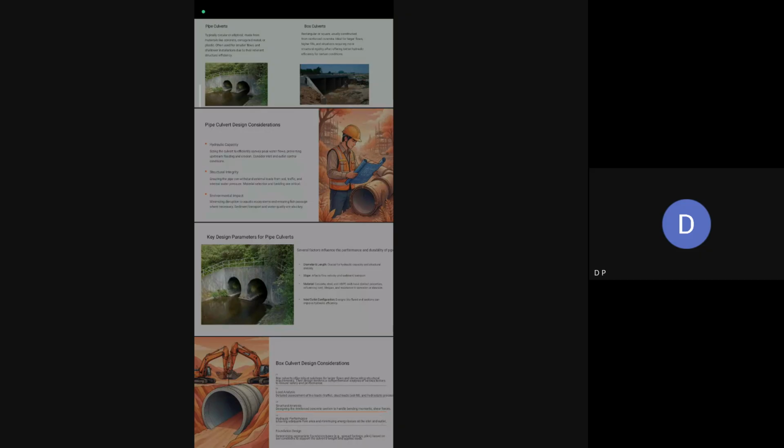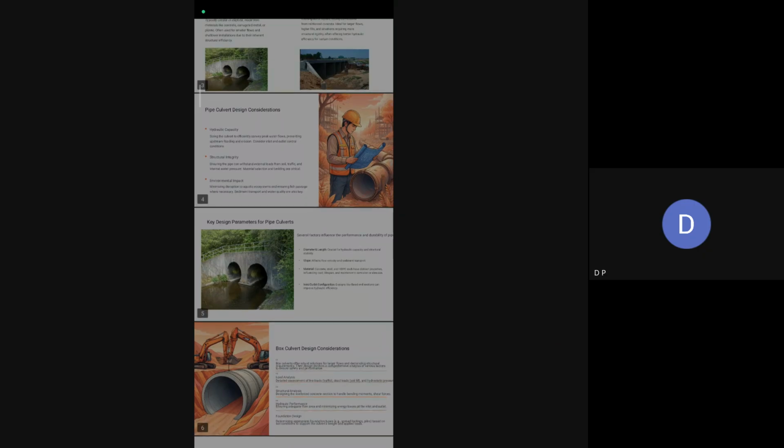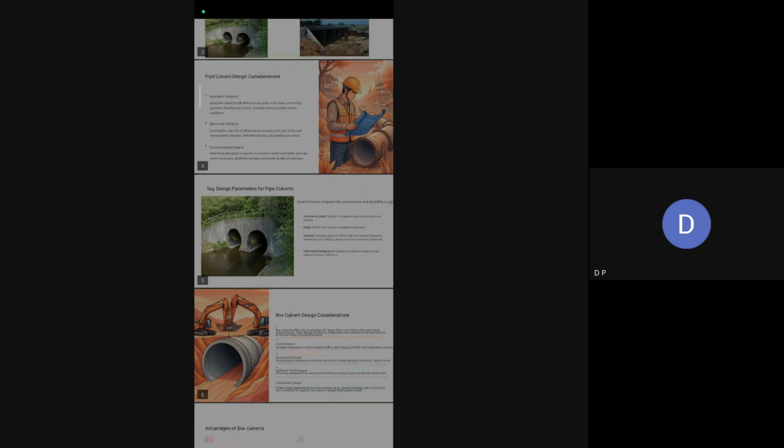Next, structural integrity: ensuring the pipe can withstand external loads from soil, traffic, and internal water pressure. Material selection and bedding are critical. Environmental impact: minimizing disruptions to aquatic ecosystems and ensuring fish passage where necessary. Sediment transport and water quality are also key.